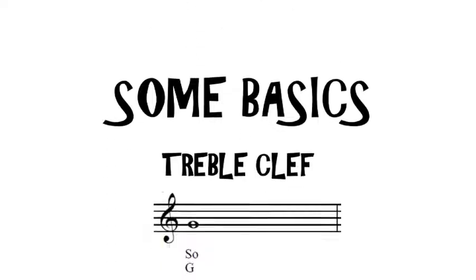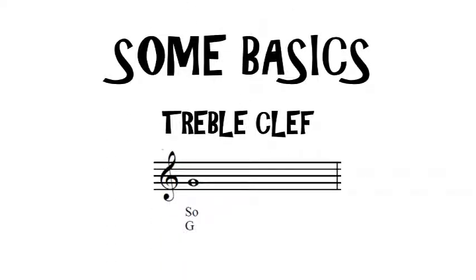Here are some basics for us to understand modern notation, or reading music notation, so that we can progress through the contents for the rest of today's session. This is known as the treble clef. The treble clef tells us where G is, so that's the note on the second line from the bottom.